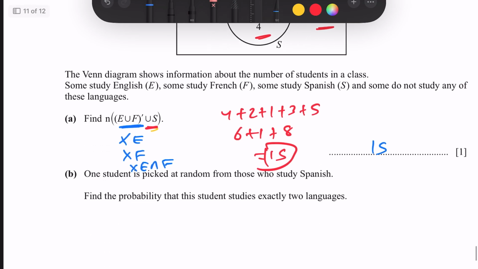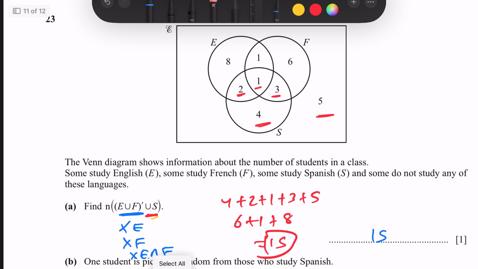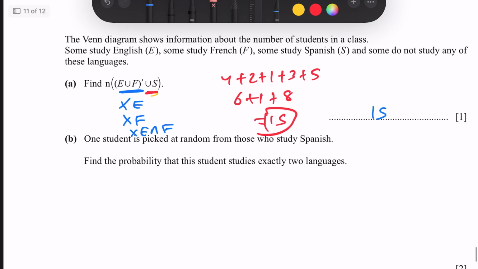Now, one student is picked at random from those who study Spanish. So the Spanish speakers is 4 plus 2 plus 1 plus 3, which is equal to 6 plus 1 plus 3, which is equal to 7 plus 3, which is equal to 10. And that's the total Spanish speakers, which we'll use later in the question. Find the probability that the student studies exactly 2 languages.